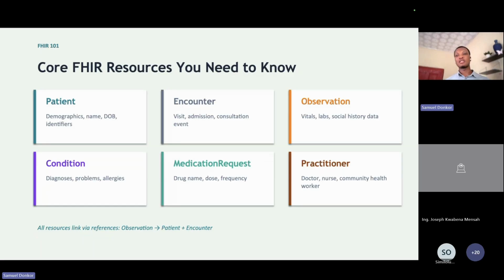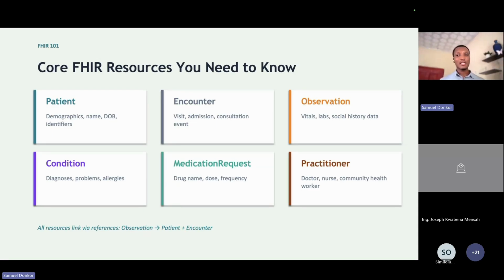There's the observation resource, right, which basically contains the vitals, labs, and social history data. There's also the condition resource. This contains the diagnosis, problems, and allergies that the patient has, right? And then the fourth one is the medication request, so the medications they've been on, their current medications, the frequency and dosage and all that.